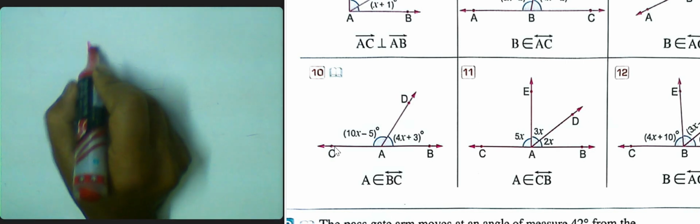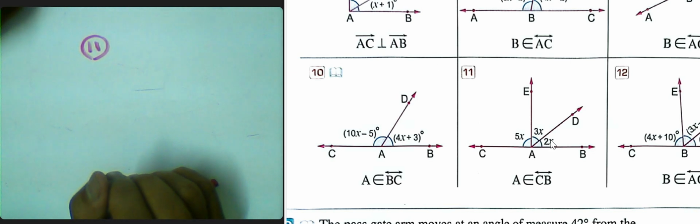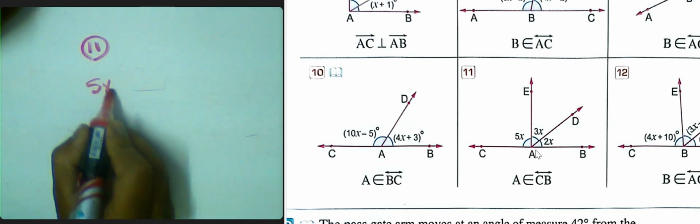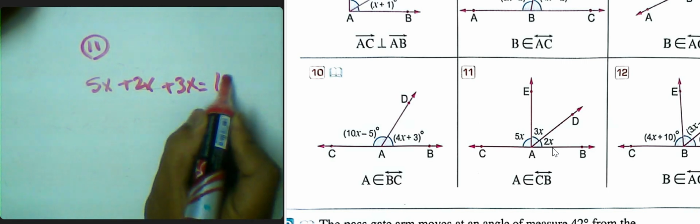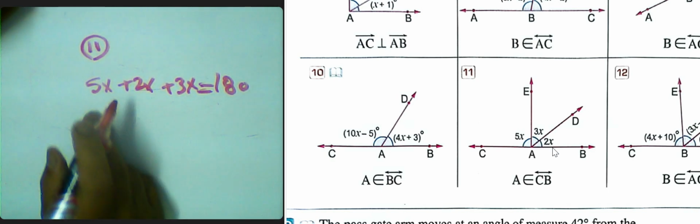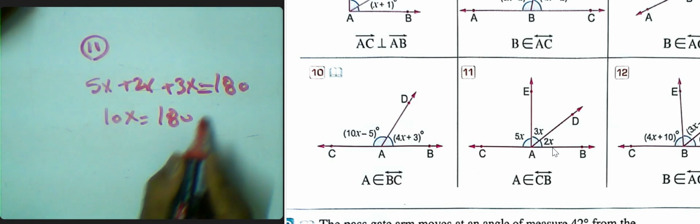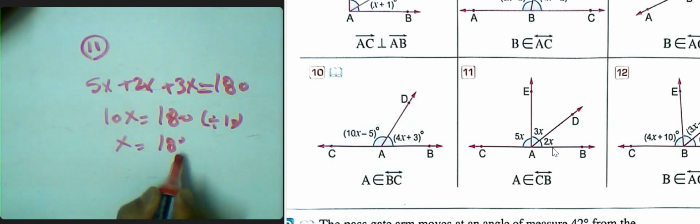Question number 11. We have three adjacent angles, the sum of them equals 180, then we write 5x plus 2x plus 3x equals 180. 5 plus 2 is 7, 7 plus 3 equals 10, 10x equals 180. We can divide it by 10. The value of x equals 18 degrees.